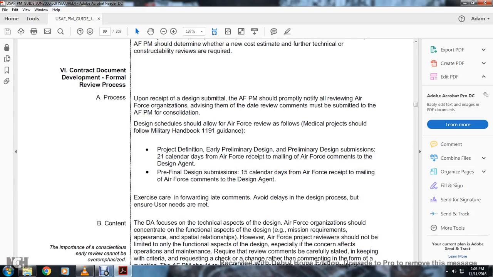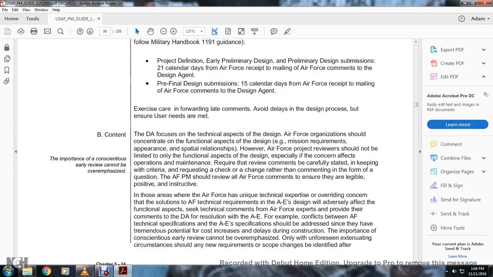Exercise care in communicating comments formally and avoid delays in the design process, but ensure the user needs are met. The importance of a conscientious early review cannot be overemphasized. The DA focuses on the technical aspect of the design.